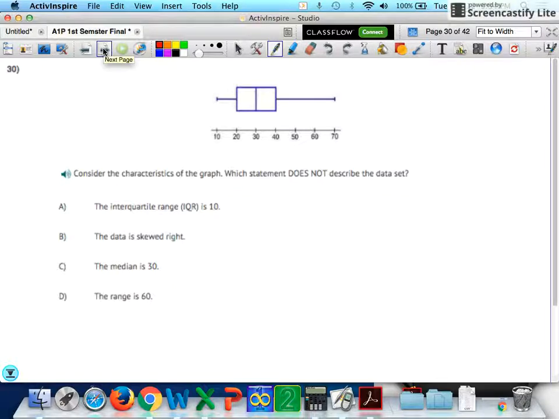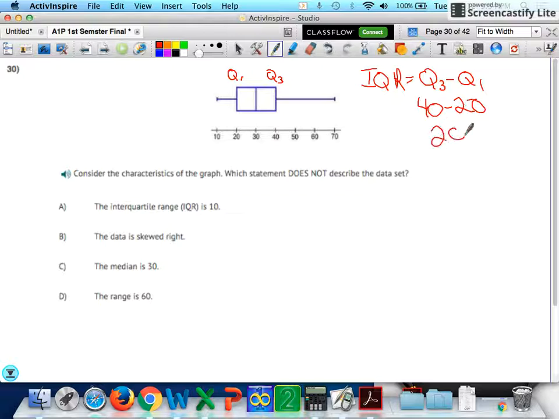Number 30, consider the characteristics of the graph. Which statement does not describe the data set? The interquartile range is 10. Well, this is my Q1 and this is my Q3. So my IQR, and this is on your formula sheet, is Q3 minus Q1, which is 40 minus 20, which means my IQR is 20. So it looks like this one does not describe my data.